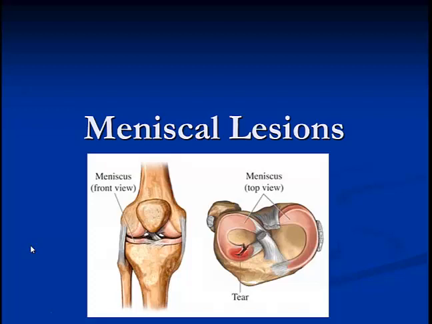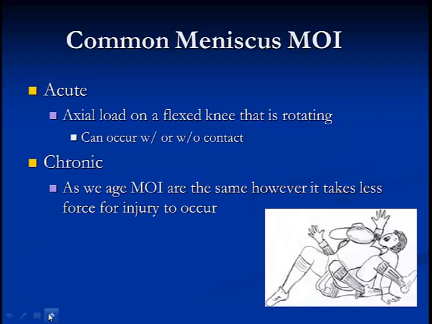This is the second of two lectures that will discuss meniscal lesions. Specifically, we will discuss how to evaluate for possible meniscal lesions in the knee. There are two common mechanisms of injury that can occur with a meniscus tear.